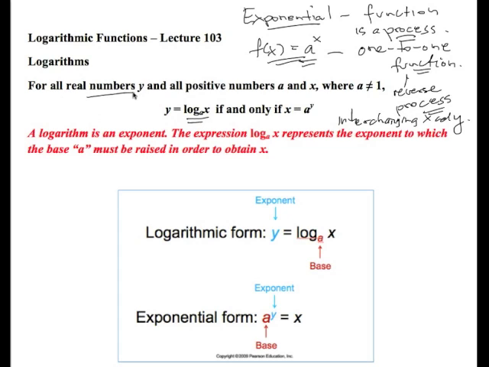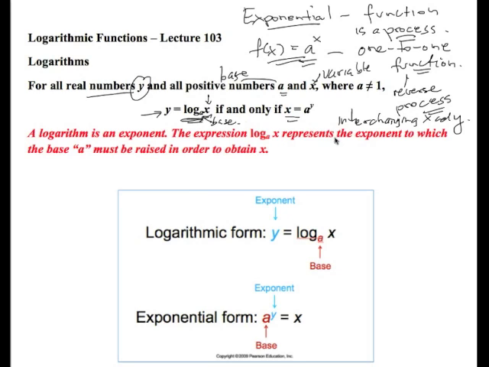So it says that for all real numbers y and all positive numbers a, where a is the base, and x is the variable, and in this case, a can't be equal to 1. And a is in fact positive. 1 would be very boring, because 1 to any power is 1. We're going to say that to obtain y, we take what's called the logarithm in base a, notice there's the base, of this variable x, if and only if x is equal to a to the y.